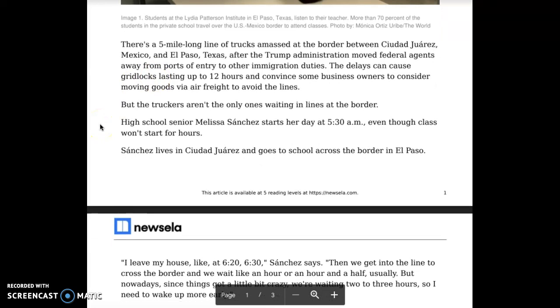But the truckers aren't the only ones waiting in lines at the border. High school senior Melissa Sanchez starts her day at 5:30 a.m. even though class won't start for hours. Sanchez lives in Ciudad, Mexico, and goes to school across the border in El Paso.